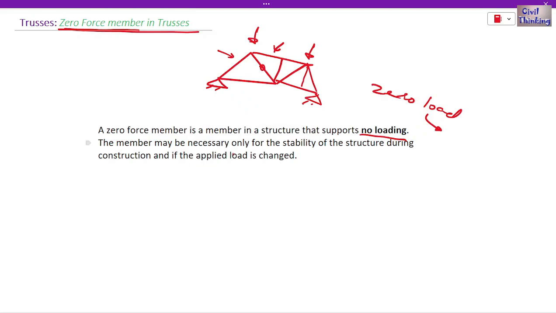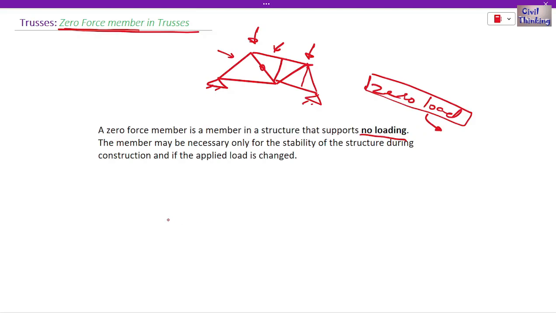Now before we do that, let me read this. The member may be necessary only for the stability of the structure during construction. Now if a member has zero load, why do we need it? We need it at the time of construction to support, when things have not gained strength. The beams, the columns, or the members of the truss may not have gained strength, so we add additional zero force members. They carry the load at the time of construction, and when the construction is complete, they do not carry any load. They are called zero force members. So in this class we will see how to find the zero force members.